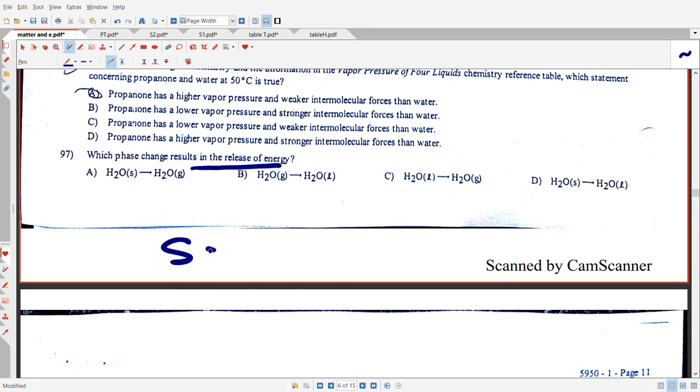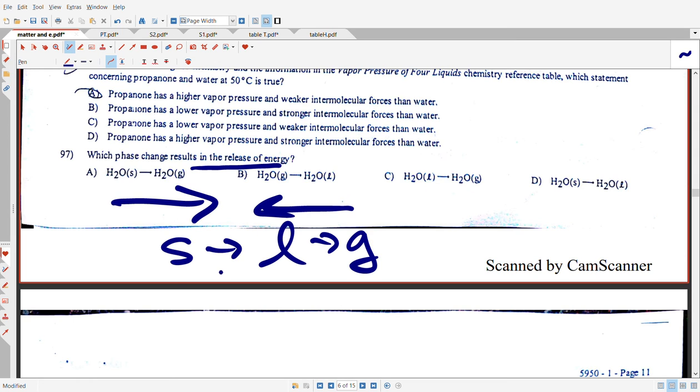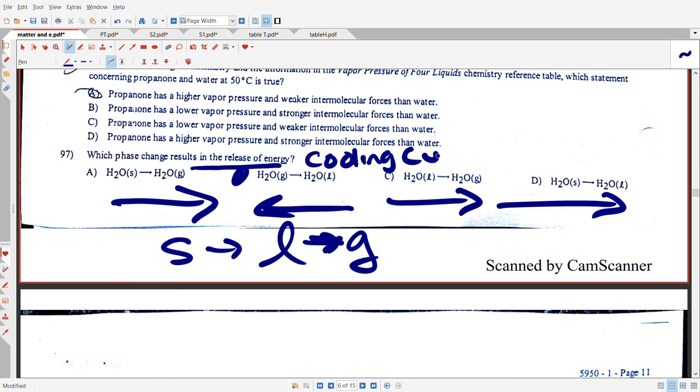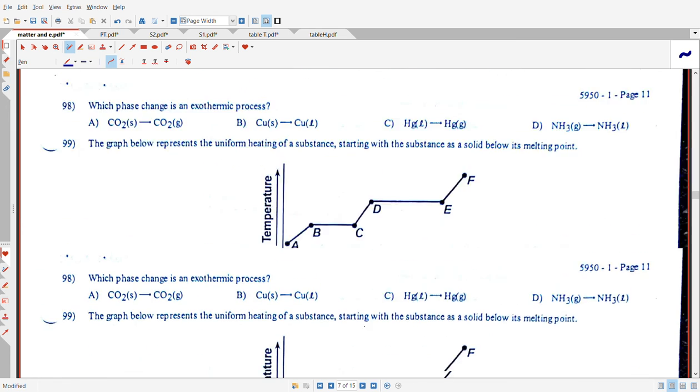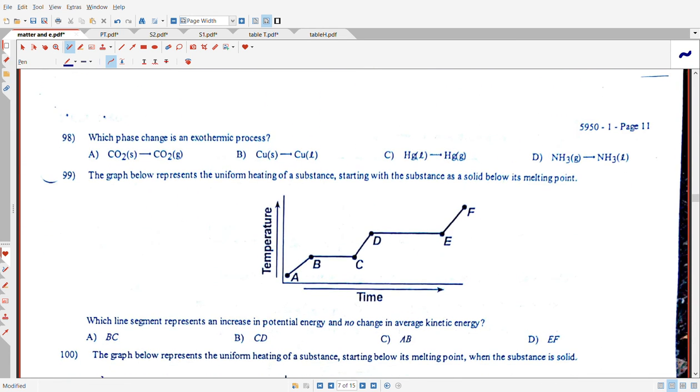Normally I'm going to say solid, liquid, gas. So here, solid to gas is going this way. Gas to liquid is backwards. Liquid to gas is going this way, the way I wrote it. And solid to liquid is going this way. So you can know it's just the cooling curve, which is exothermic.